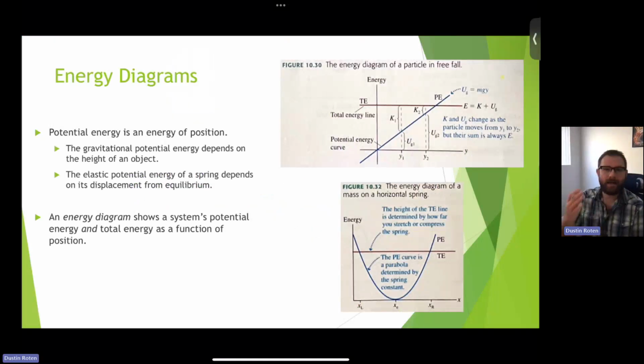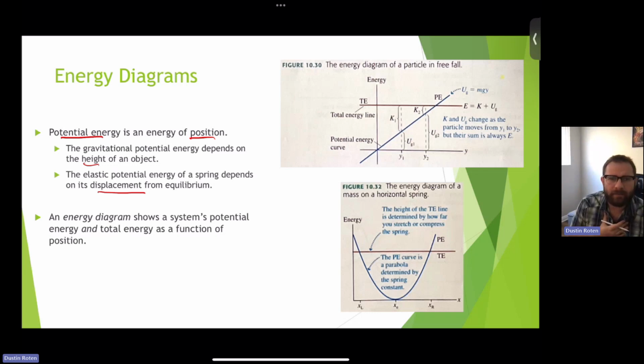Okay, with energy diagrams, we're actually going to think about this in terms of potential energy. So the potential energy is the energy of position. You guys should remember that. So the idea of gravitational potential energy depends on the height of the object. So how much available energy is there if you were to release it. And then at the same time, we have elastic potential energy of a spring, which actually depends on its displacement from equilibrium. So in both cases, we have a height, we have a horizontal displacement from equilibrium. These are all positions.